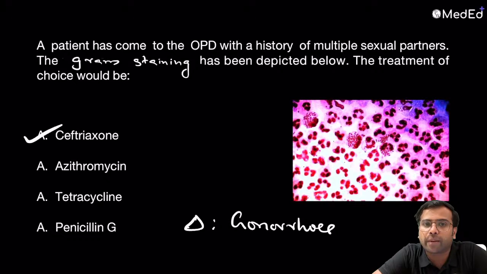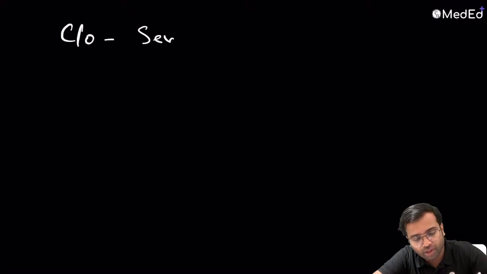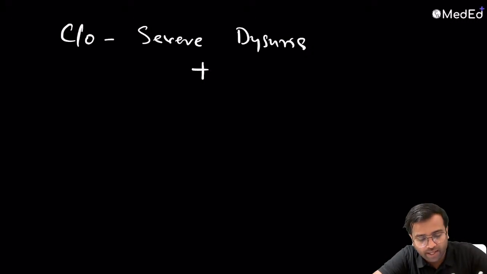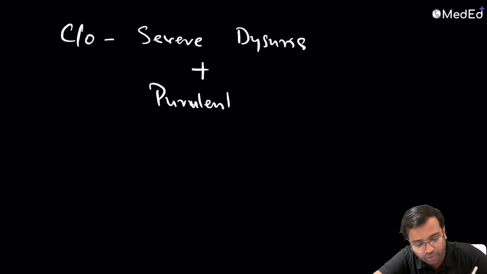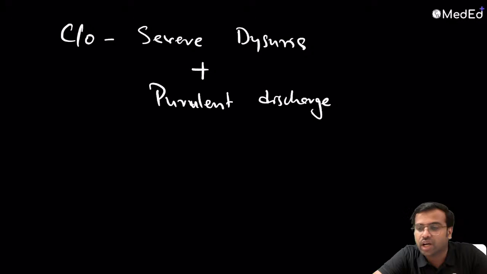So what happens in gonorrhea? A patient can complain of severe dysuria, isn't it? Along with that, the patient would be having a purulent discharge. So this is an example of a discharge disease. Earlier we had an MCQ about genital ulcer. Now this is a question about a discharge disease. So whenever the patient has severe dysuria along with a purulent discharge, you can think about gonorrhea.